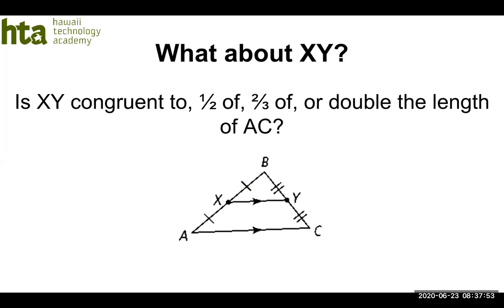Is XY congruent, half the length, 2/3 the length, or double the length of AC? So here's XY again, our mid-segment. Here is AC, it is parallel to it. So the question is, and I'm giving you a huge hint here, big hint, so pay attention. Is XY congruent, half, 2/3, or double the length of AC? Okay, if you know it or you want to guess, go ahead and type it in. What do you guys got?